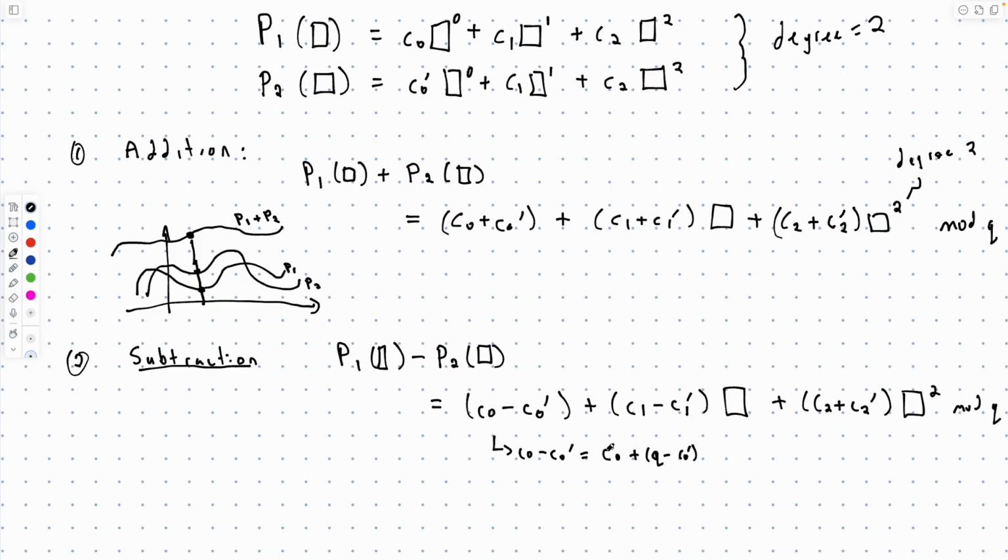So it would be q minus C0 prime, but sorry, yes, thank you. Okay, degree, still 2. And the picture is the same.